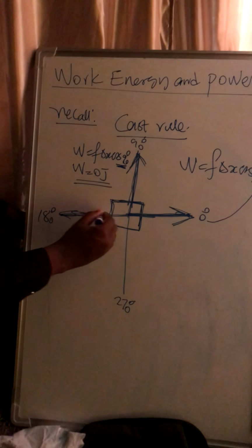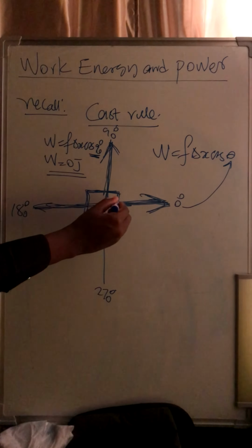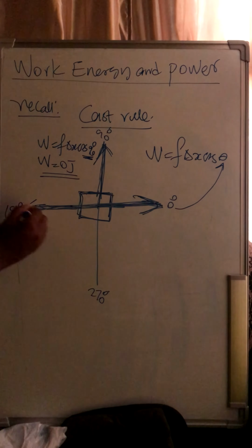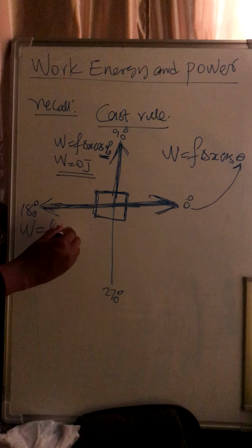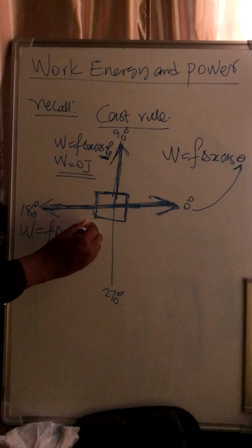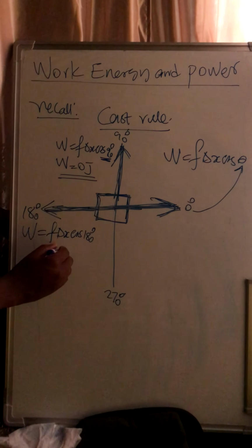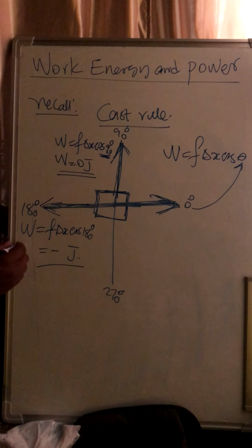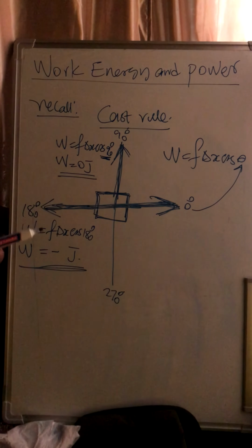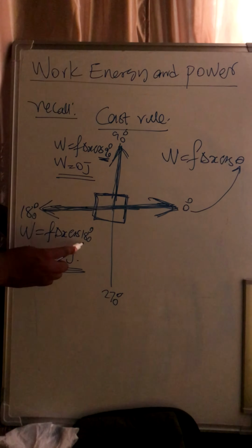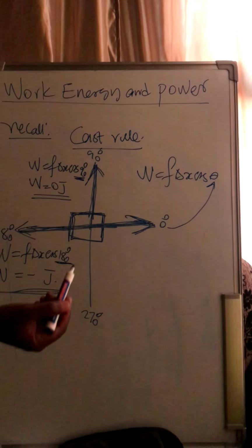Here, let's check the work by 180. If the object is going forward, you see, to the right, and then a force is applied opposite to the motion, that means W is equal to F change in X cos 180 degrees. Meaning that the answer here, it will be negative. The work done, it will be negative. Every time the work is done by a force which is opposing the motion, you use 180, because cos 180 is negative. You see, it's negative 1.